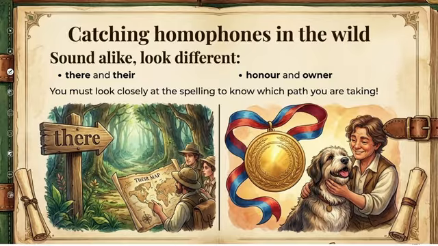Catching homophones in the wild: sound alike, look different. There and their. We have other homophones, honor and honour. You must look closely at the spelling to know which path you are taking. You have to look closely at these words and their meanings, and you have to remember that.